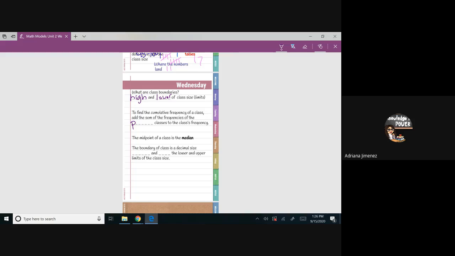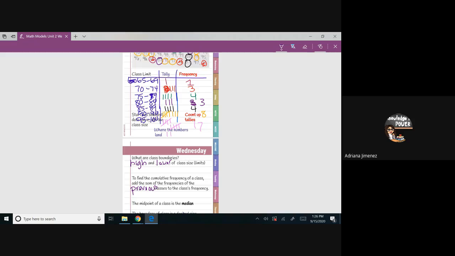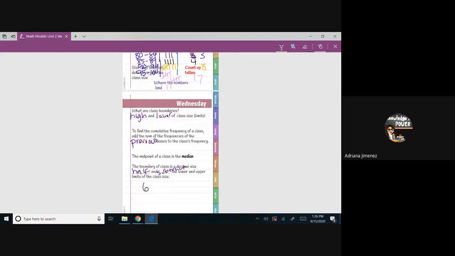The midpoint of the class is just the median, so you figure out which one is the middle. The boundary of the class is the decimal size. You always go half a decimal, like 0.5, and you subtract it. So like we said right here, it was 65 and 69. So we would say 64.5 to 69.5. That would be the boundary. So anything close to that, you're close to those numbers.